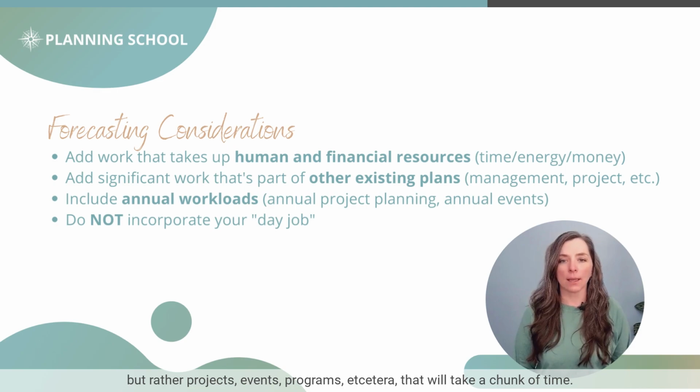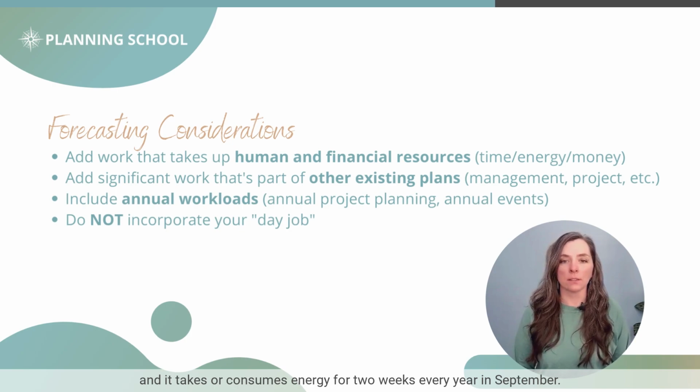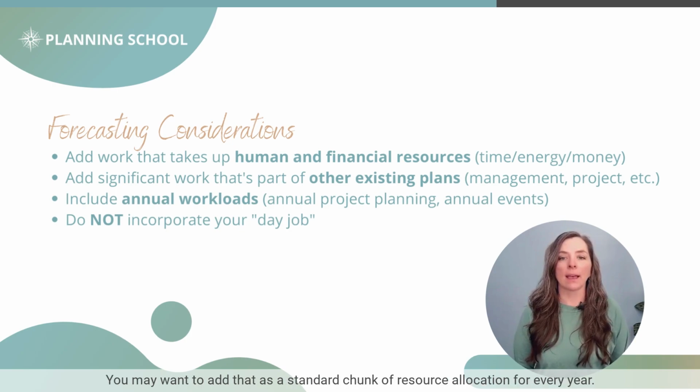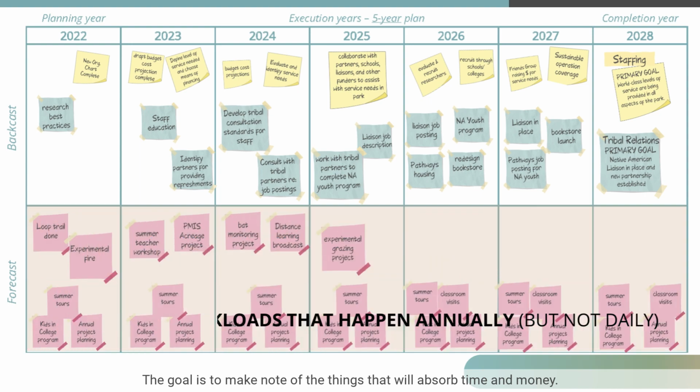that will take a chunk of time, even if it's something you do every year. For example, some teams do annual budget planning and it consumes energy for 2 weeks every year in September. You may want to add that as a standard chunk of resource allocation for every year. It's nice to separate work that happens annually from work that is unique to that year. The goal is to make note of the things that will absorb time and money.